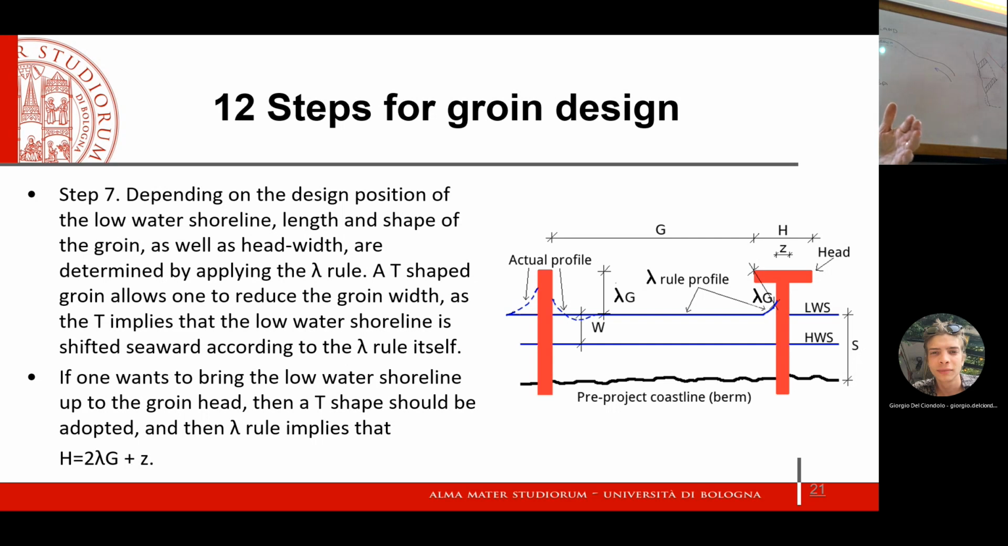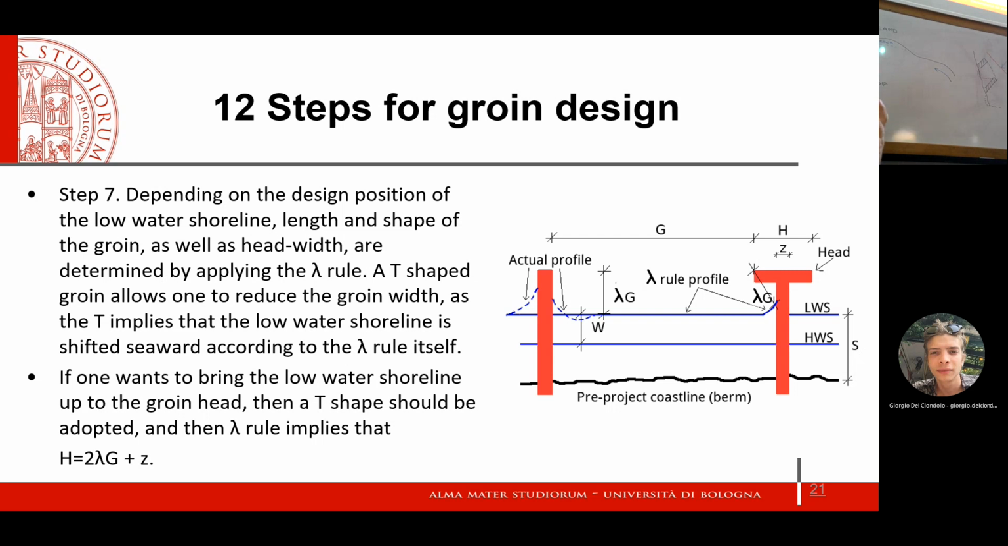And this must be equal to lambda g, because if you see here the figure how lambda g is measured, this is the condition that we want to impose if we want to bring the low water shoreline up to the end of the groin. Of course, this is an extreme case which we take as reference.